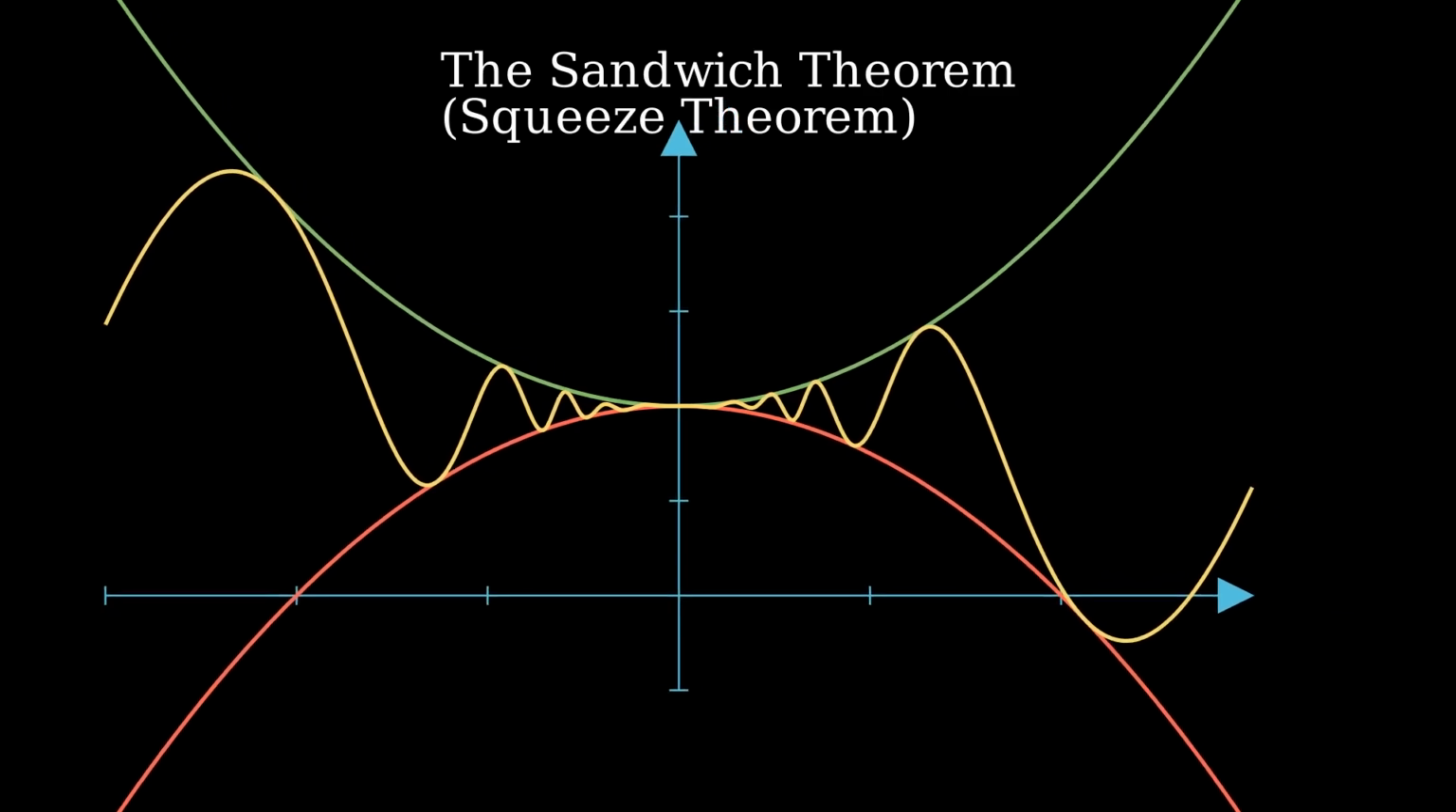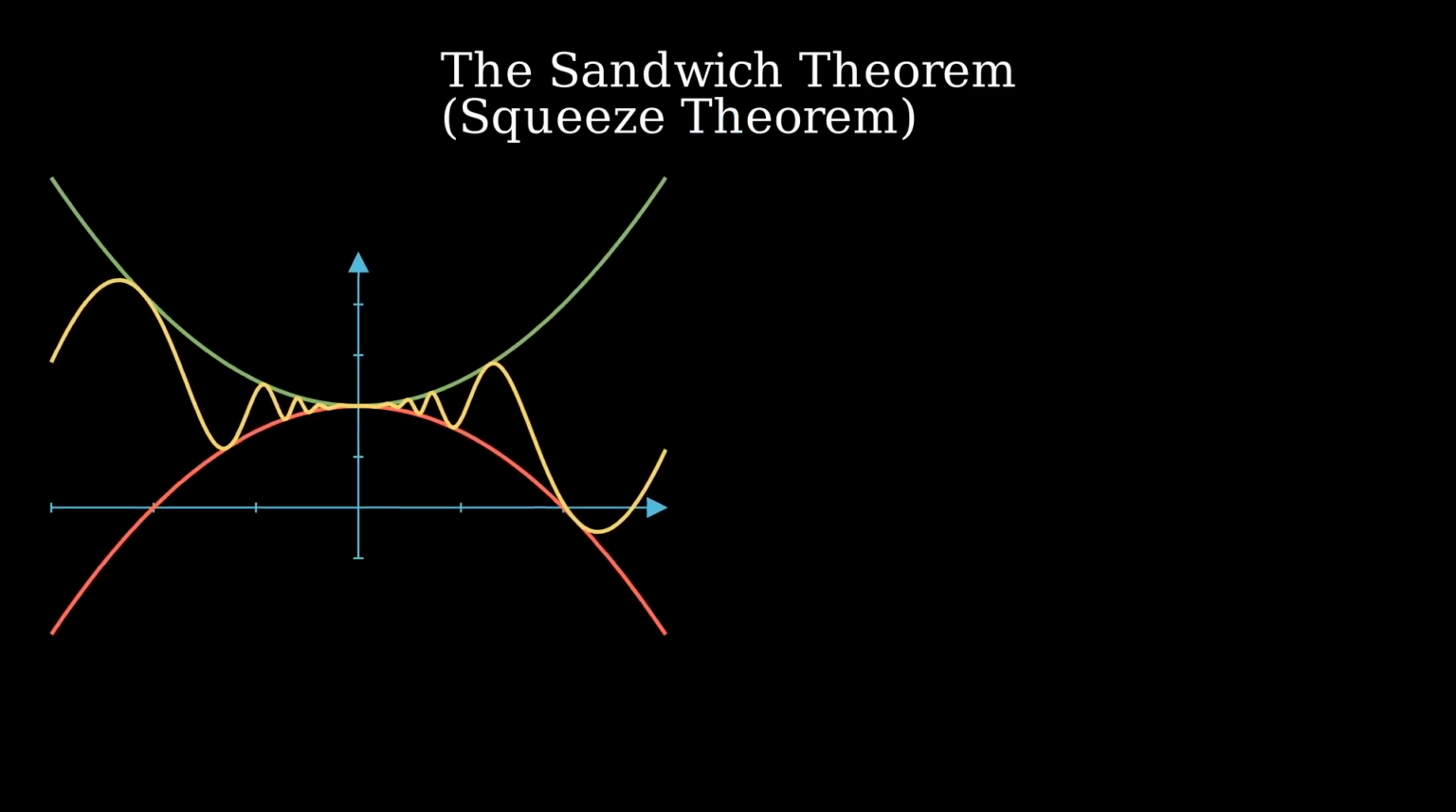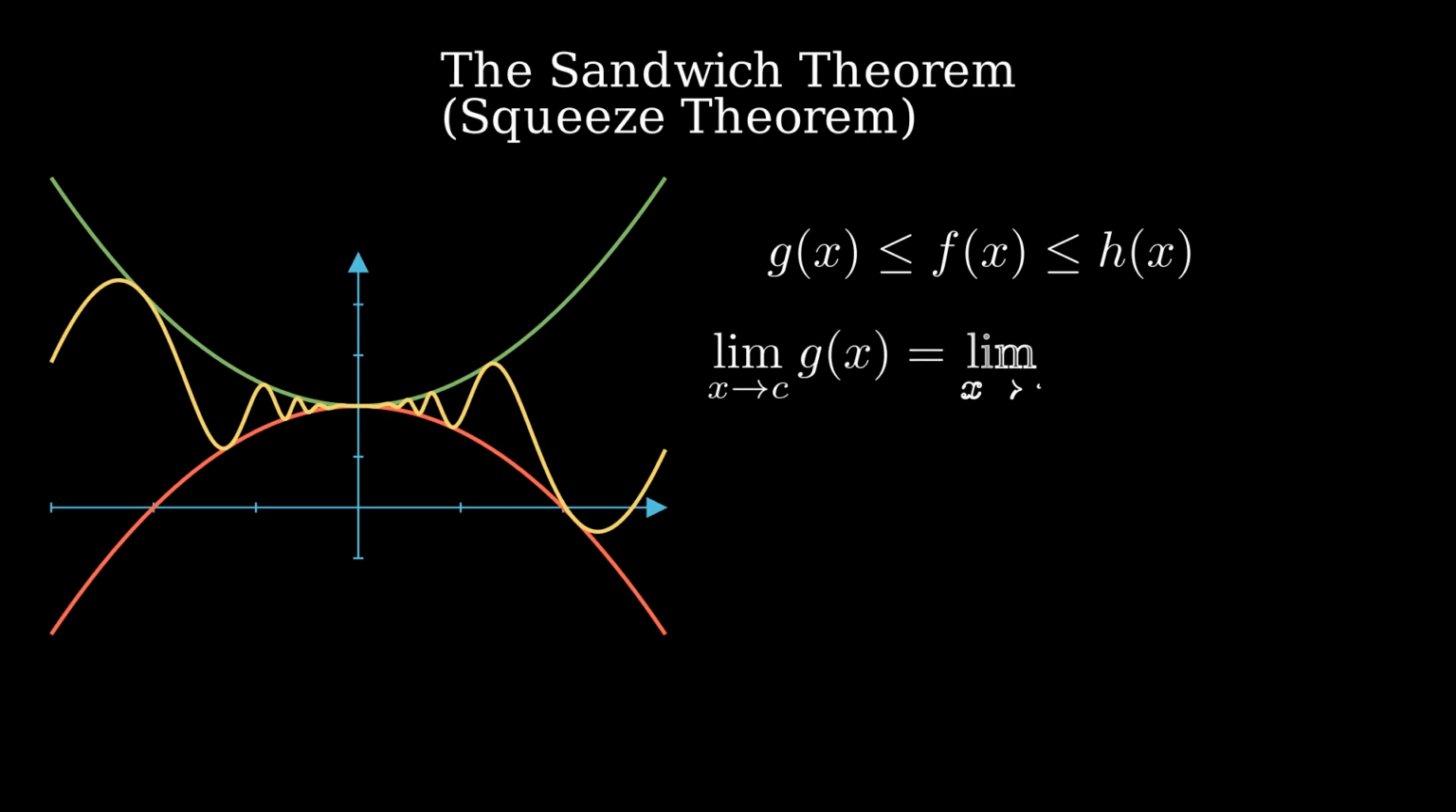So formally, the theorem states that suppose g of x is less than or equal to f of x, which is less than or equal to h of x, for all x in an open interval containing c. If the limit of the lower bound g of x and the upper bound h of x as x approaches c both equal a value L, then the limit of the squeeze function f of x as x approaches c must also be exactly L.